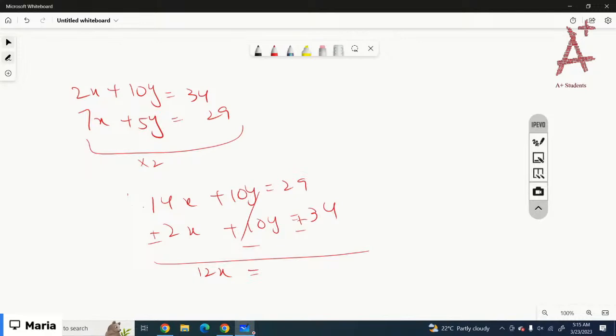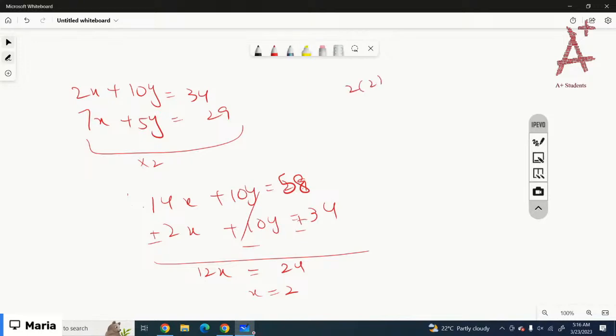No, you have to multiply 29 also. 29 times 2 is 58. Here you have 58, because you have to multiply both sides of the equation by 2. So it would be 58 minus 34 is 24. So it would be then x equals 2. You can now substitute x equals 2 in any of the equations to calculate the y value.